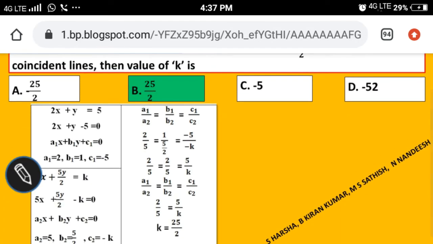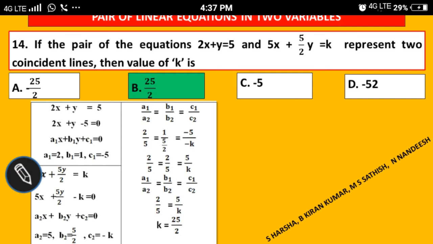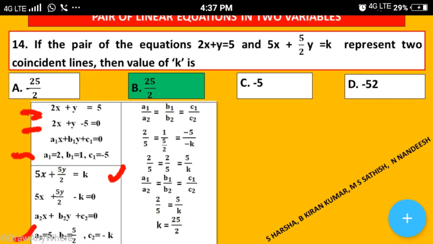So here, 2x plus y equals 5 becomes 2x plus y minus 5 equals 0 when we take that 5 to the left hand side. So therefore a1 value becomes 2, b1 value becomes 1, and c1 value becomes minus 5. And similarly in the second equation, that is 5x plus 5y divided by 2 minus k, the value of a2 becomes 5, b2 becomes 5 by 2, and c2 becomes minus k.